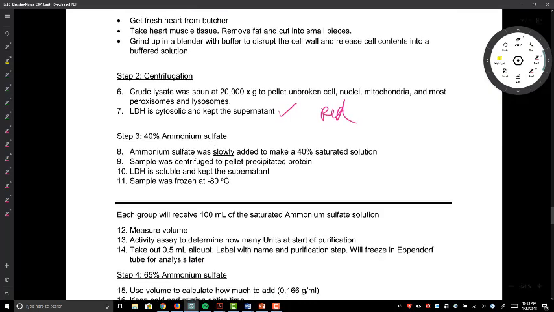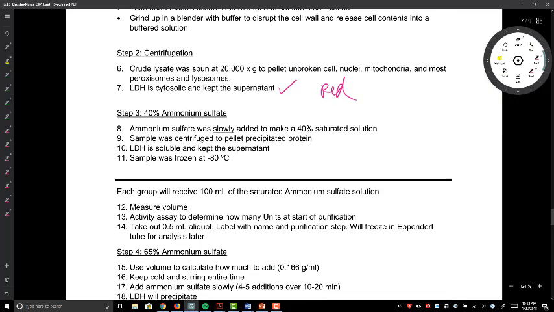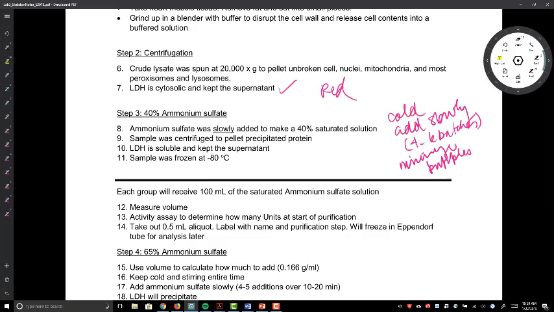Then your TAs will go and they'll take it and they'll add ammonium sulfate slowly to make a 40% saturated solution. So again, when we do ammonium sulfate, we want to keep the solution cold. We want to add slowly, because it turns out that ammonium sulfate doesn't like to dissolve into cold solutions, so you have to add it slowly, and this is anywhere from 4 to 6 batches. And then finally, you want to minimize bubbles, because having bubbles in your solution can actually cause your protein to aggregate before you reach the precipitation point.